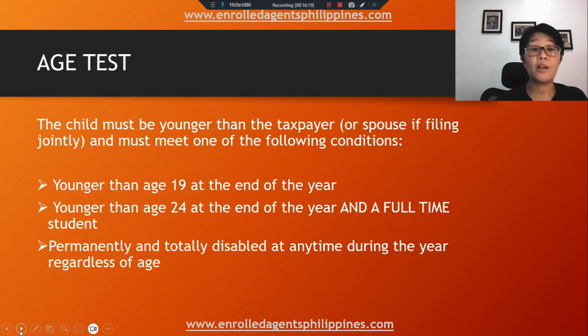Number 2, younger than age 24 at the end of the year and a full-time student. So, pwede naman lumampas ng 19 or ng 18. Ibig sabihin, younger than 19 or over 18 for as long as full-time student. Okay, number 3, permanently and totally disabled at any time during the year, regardless of the age. Yun nga, kung may mga kapansanan, hindi na nagmamatter kung anong edad mo or anong edad nung dependent. Basta, permanently and totally disabled siya during the year.